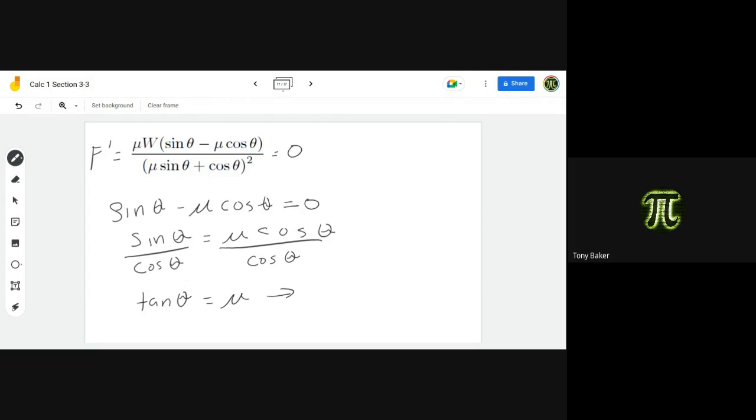Arctan, or inverse tangent. So tan negative 1 of mu equals theta, or arctan. Those are the same thing. So the arctangent of mu, whatever that happens to be, because I don't know what it is in this case, because it changes, equals theta. That's when my force will be 0.